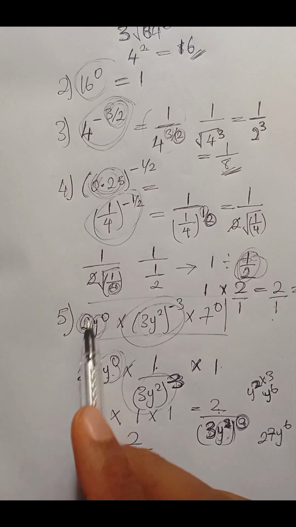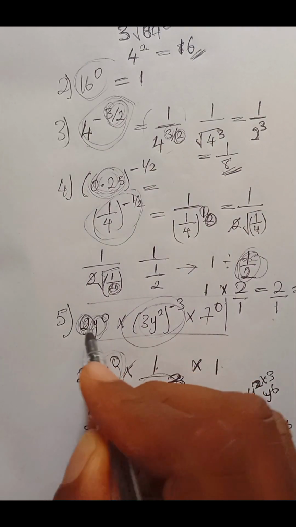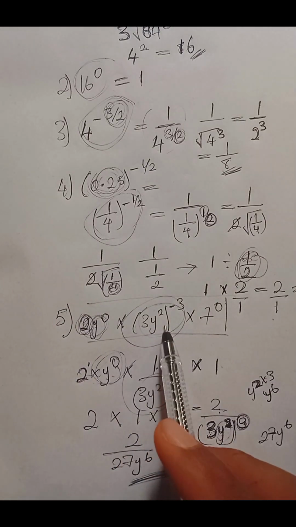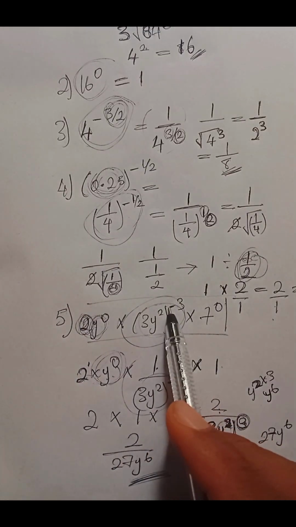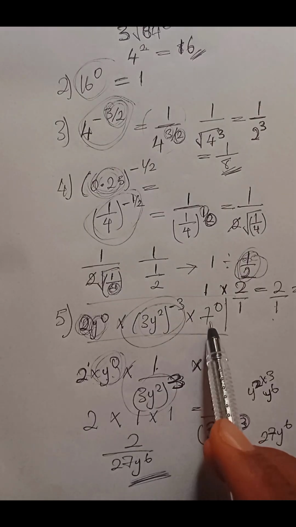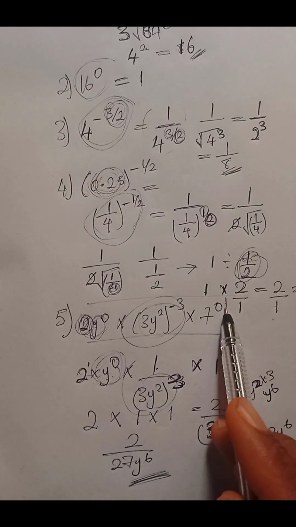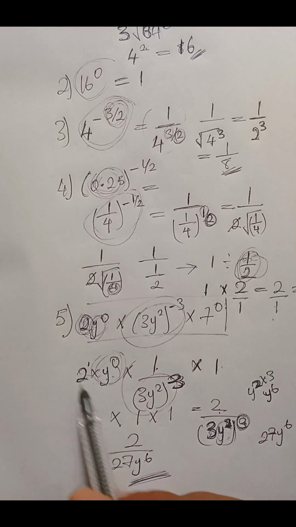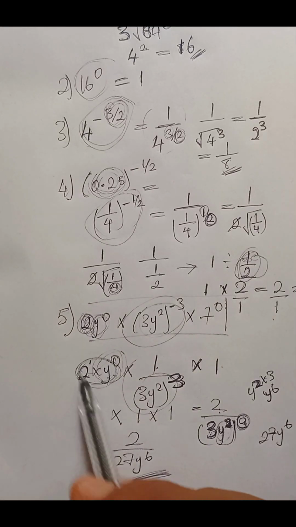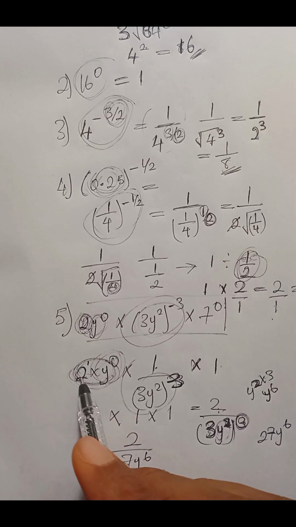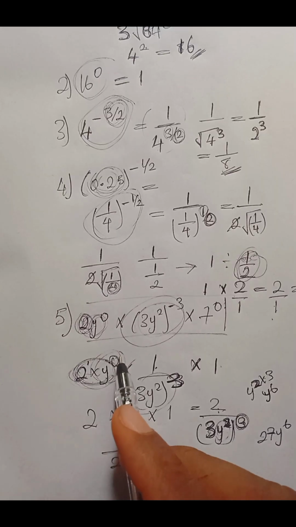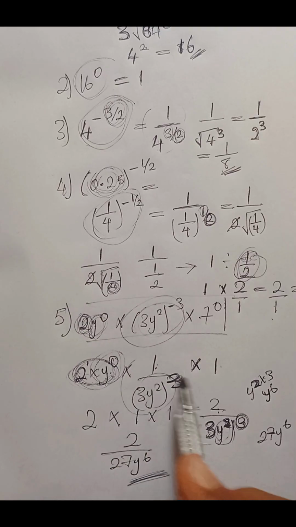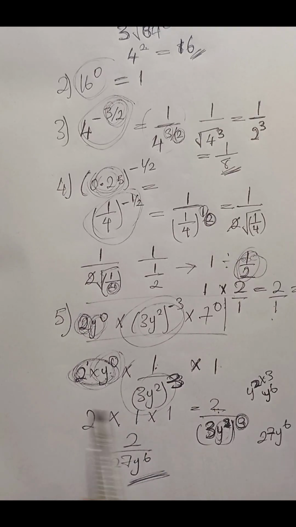So the question, let's do a recap. The question: 2y raised to the power of 0 multiplied by 3y raised to the power of 2, all raised to the power of negative 3, multiplied by 7 raised to the power of 0. So 2 times y, do you understand? We can express it in this format. 2 raised to the power of 1 is 2, y raised to the power of 0 is 1. 1 multiplied by 2 gives us 2. Multiply by 1, multiply by 1 will give us 2. So we've gotten this part.